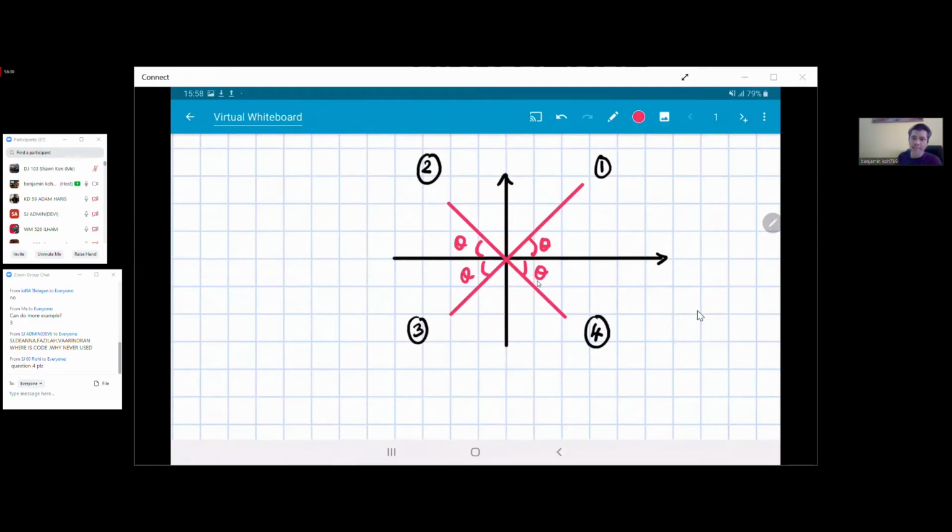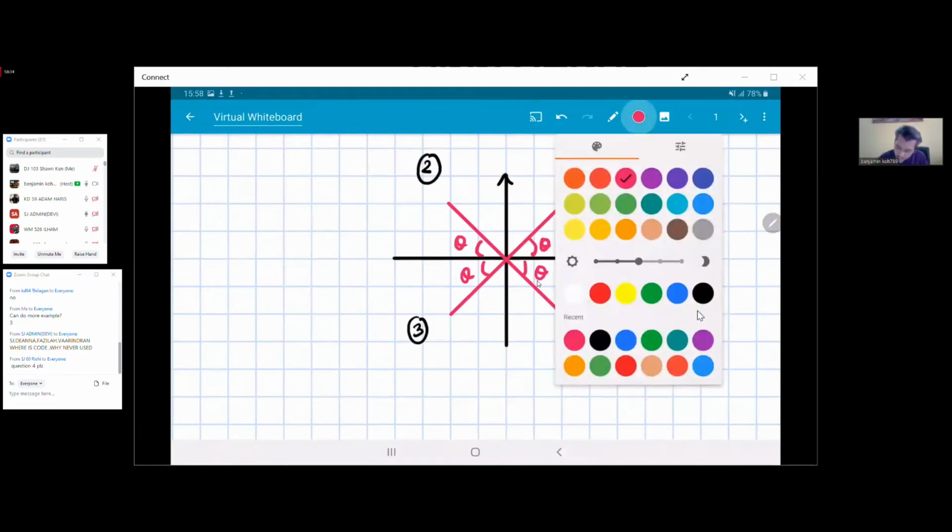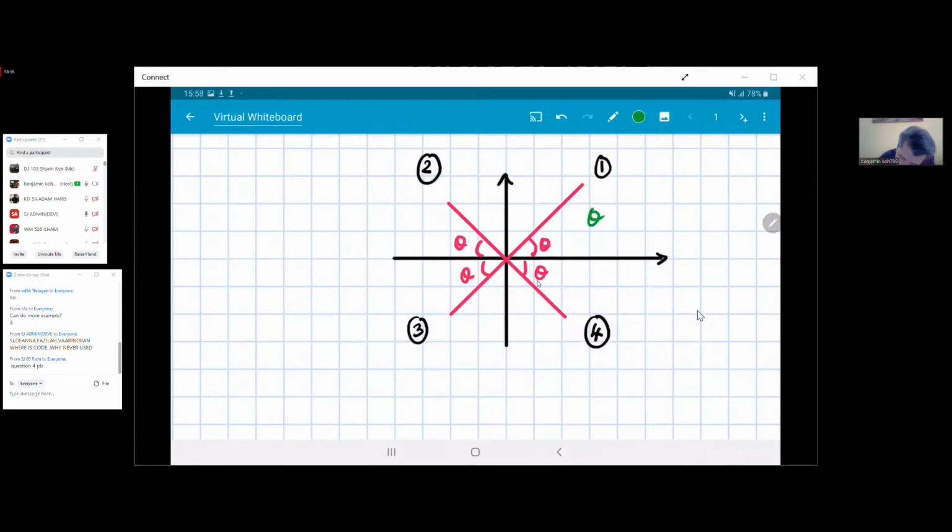Setiap sukuan ada formula dia tersendiri. So for example, in the first quadrant the formula ialah theta. Second quadrant the formula is 180 minus theta. Third quadrant 180 plus theta, correct? And the fourth one 360 minus theta, correct.